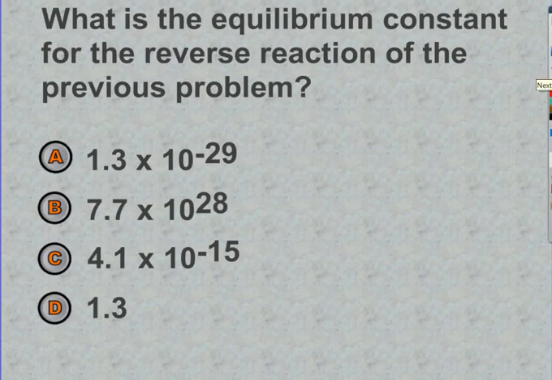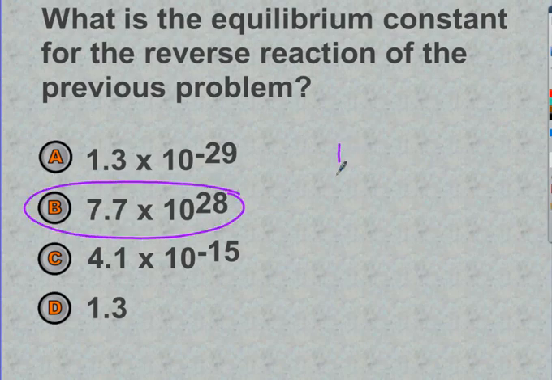This one wants the reverse reaction. So I'm going to restart when you have your answer. You should have gotten B because it's just 1 over K, or 1 over our 9.5 times 10 to the negative 5th.